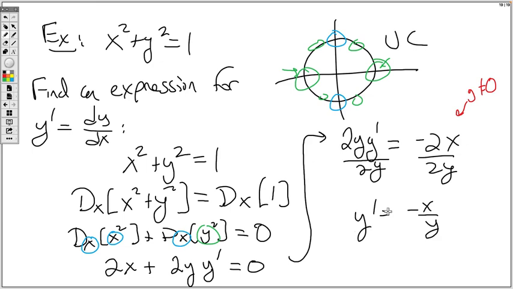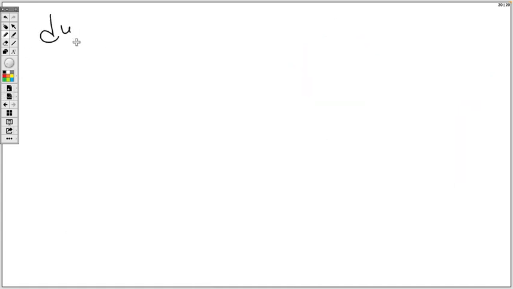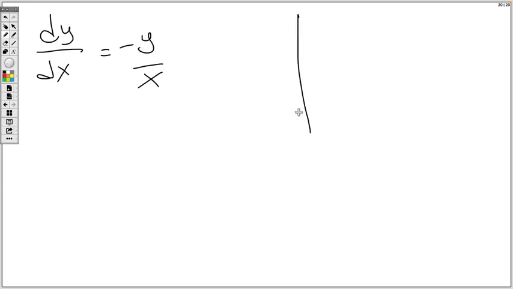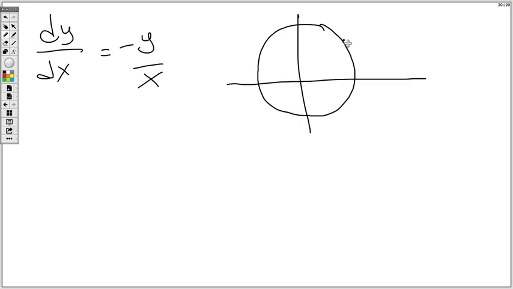So let's take a minute and look at some of the consequences of this formula. So we've got dy/dx is minus y over x. Let's go over here on the old unit circle, and we'll put coordinates here. Okay, I'm sorry, it's minus x over y. I got it backwards. I was thinking ahead here. Okay.